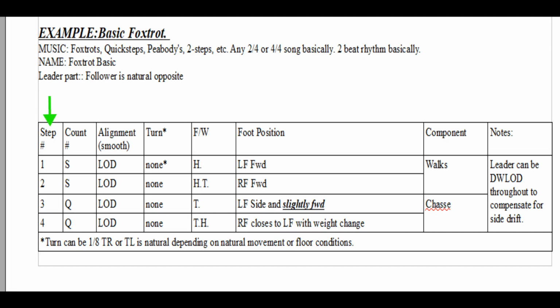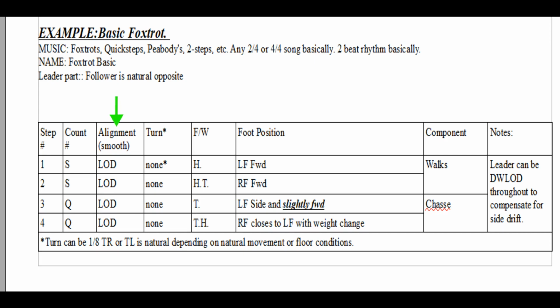So the first thing we have on the far left is your step number. That's just a normal sequence of numbers, 1 through 100, whatever. The count number is based upon how many beats of music are being used for this one weight change. So is it 2 beats or a slow beat, a 1 and, a 4 and, cha-cha, whatever.